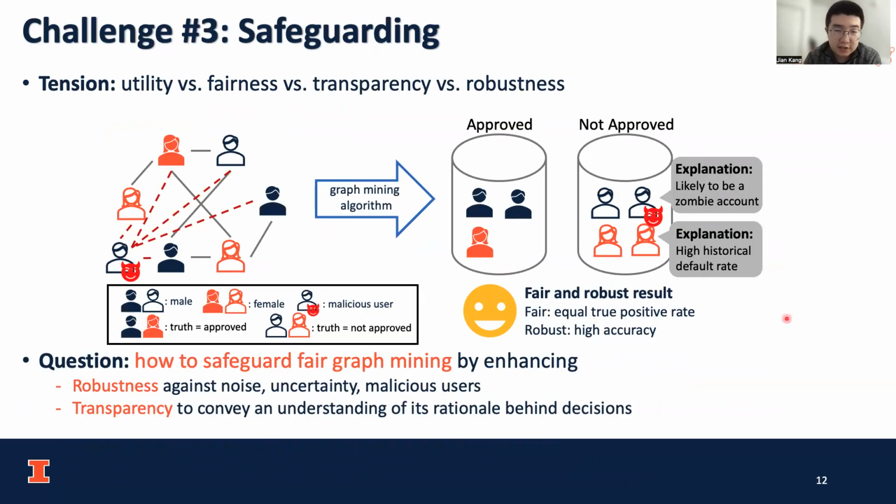And the last challenge is the safeguarding challenge. It actually considers the tension among all these desired properties, which is critical to the deployment of these debiasing techniques in the real world. So for example, in the real world, it is natural to have some malicious users that can attack these graph mining algorithms on purpose so that the model would make a wrong decision or a biased decision. So by addressing this safeguarding challenge, we want to make sure that the fair graph mining algorithm is robust to this kind of malicious users. And it can also explain why a model makes certain decisions to ensure the trustworthiness of the fair graph mining algorithm.